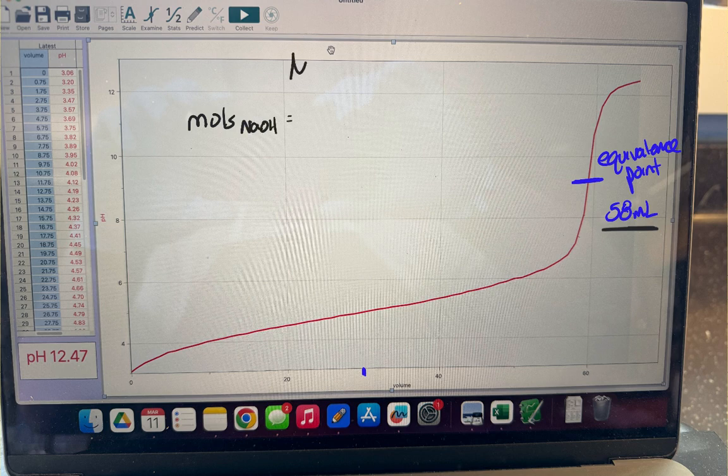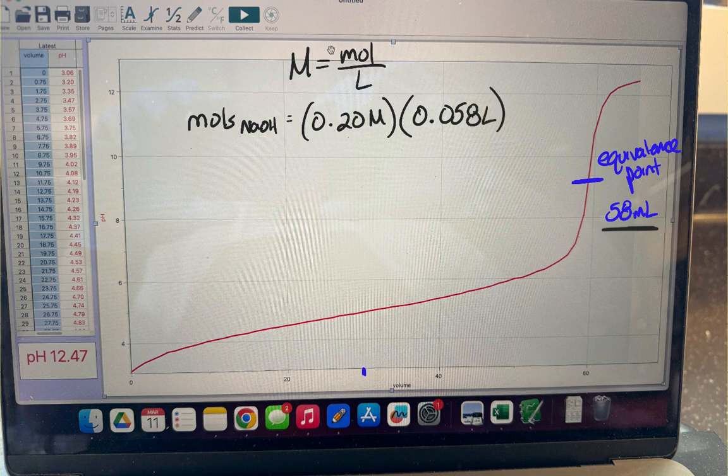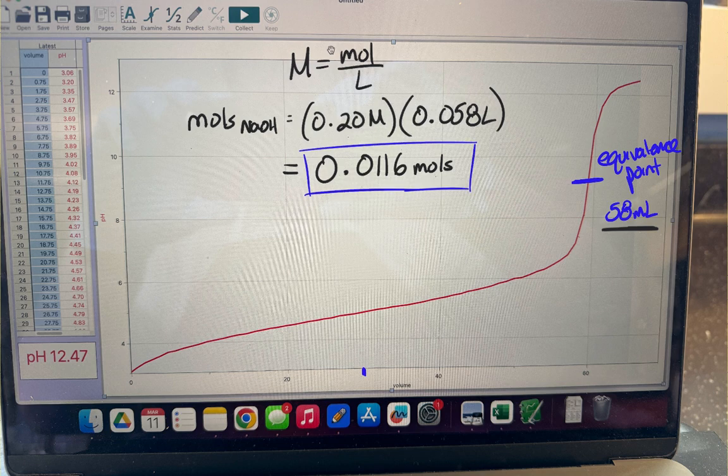So this is a rearrangement of the moles over liters equation. So moles is going to be molarity, big M. My NaOH was a 0.2 molar solution. Yours might vary slightly because you're going to make your own. Times the volume at the equivalence point, 0.058 liters is what we're using here. Okay, that gives us the moles of NaOH. And we know that at equivalence point, moles of acid equals moles of base. So we know that there must also be this many moles of weak acid in this solution at the equivalence point, because that's the equivalence point.